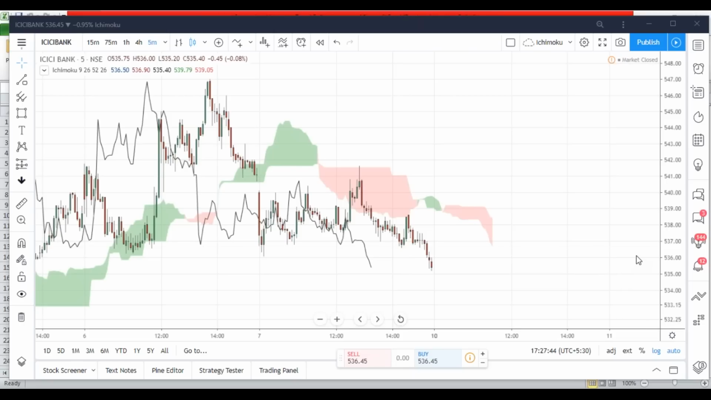Do we need to check Chikou Span? No, no need to check Chikou Span in the PK convergence strategy.